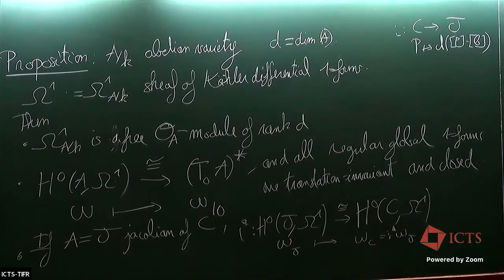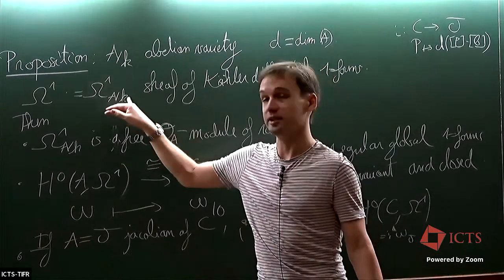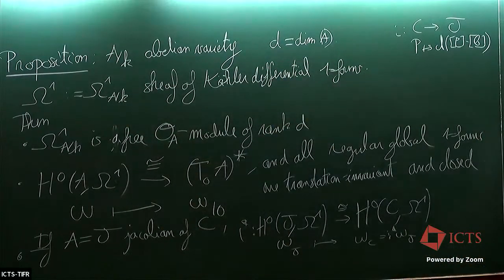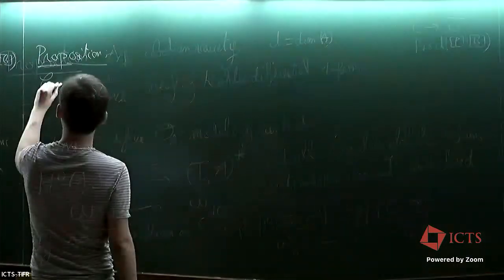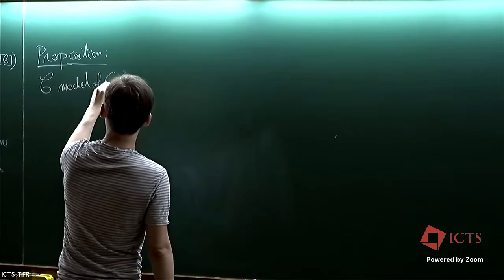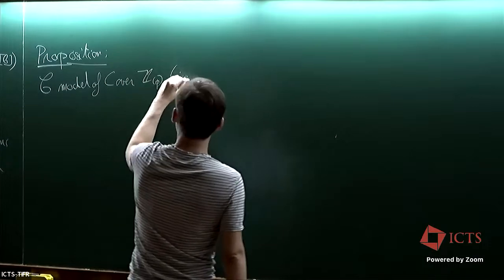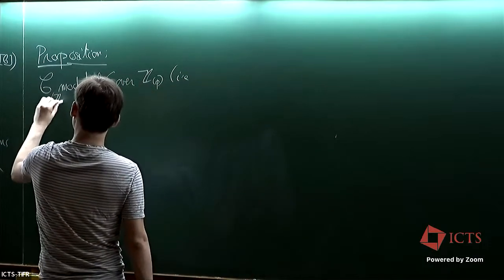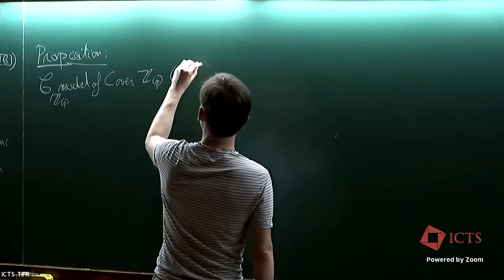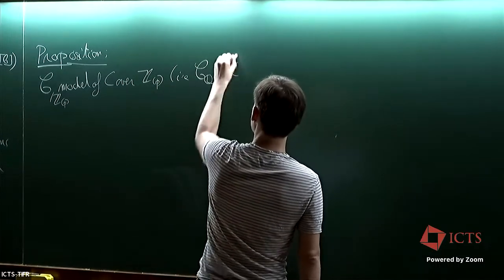So here we can do the same. For this can be defined over any scheme over any base. Well, I will do this for the model of a curve. So let's say C is a model of C over Z_p. So it's defined over this ring, and when I look at only the generic fiber, I get back C.